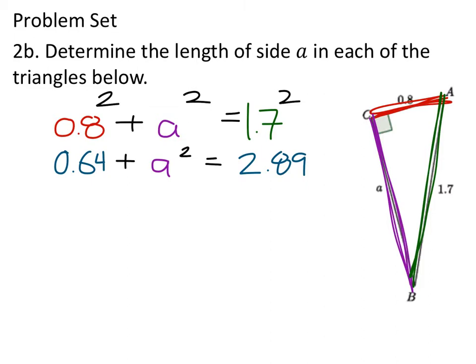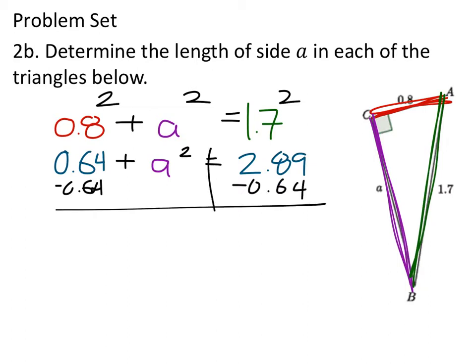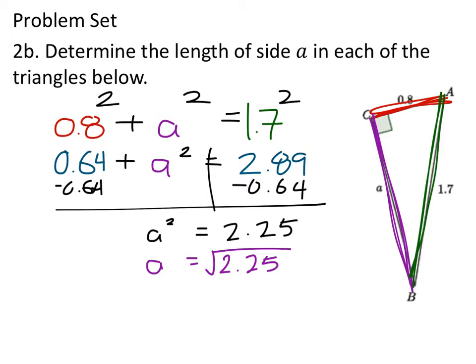I'm going to solve this equation by subtracting 0.64 from both sides of the equation. Then I get a squared equals 2.25, which would be the area of the square if I made a square out of that purple side length. So I'm just going to take that area, 2.25, and square root it to find the length of that side. And that actually simplifies even further into 1.5. So the length of A is 1.5.